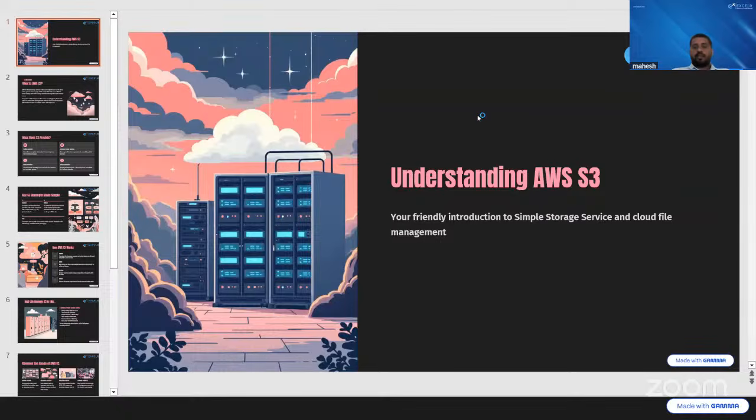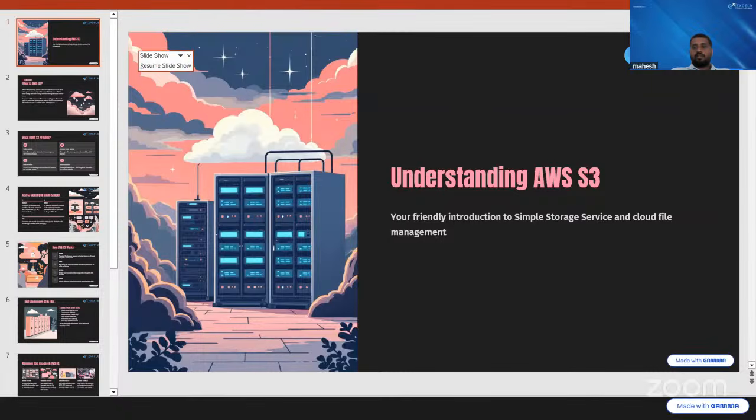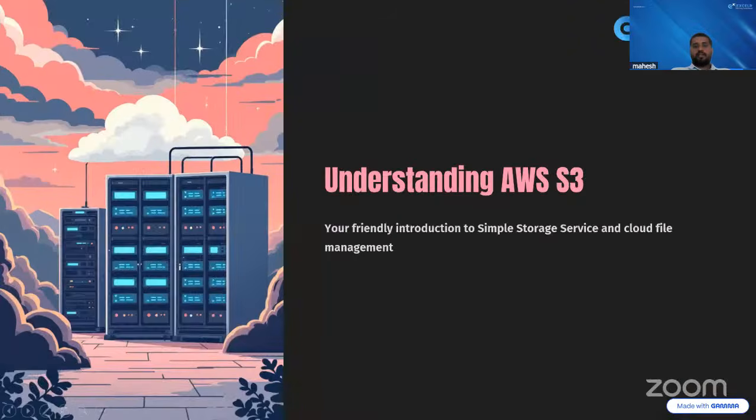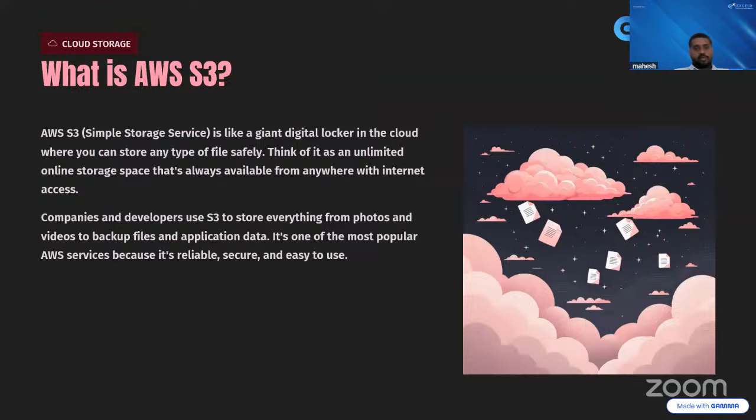So here you can see understanding S3 in a clearer way, so that we can understand these things. Let us understand this in a clear-cut manner. Understanding AWS S3: AWS S3, the Simple Storage Service, is like a digital locker in the cloud where you can store any type of file safely. Whatever data you are planning for, you can store the data and also retrieve it. Think of it as unlimited online storage space that's always available from anywhere with internet access, because Simple Storage Service is very important, where we can store the data and retrieve the data.